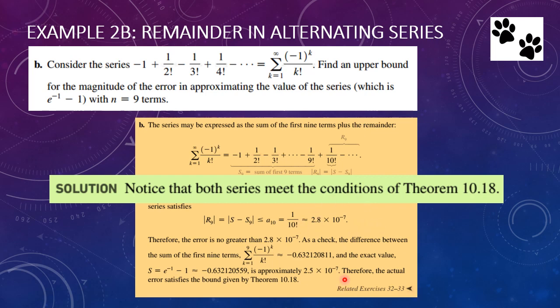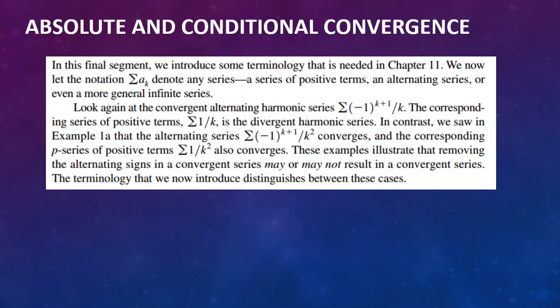Okay? So these are two different kinds of ways of looking at the problems. One is to figure out how far in the series you have to go to meet an error constraint. The other is to find out the upper constraint of the error by indicating a specific number of terms. In this final segment, we're going to introduce some terminology that's going to be needed in Chapter 11.